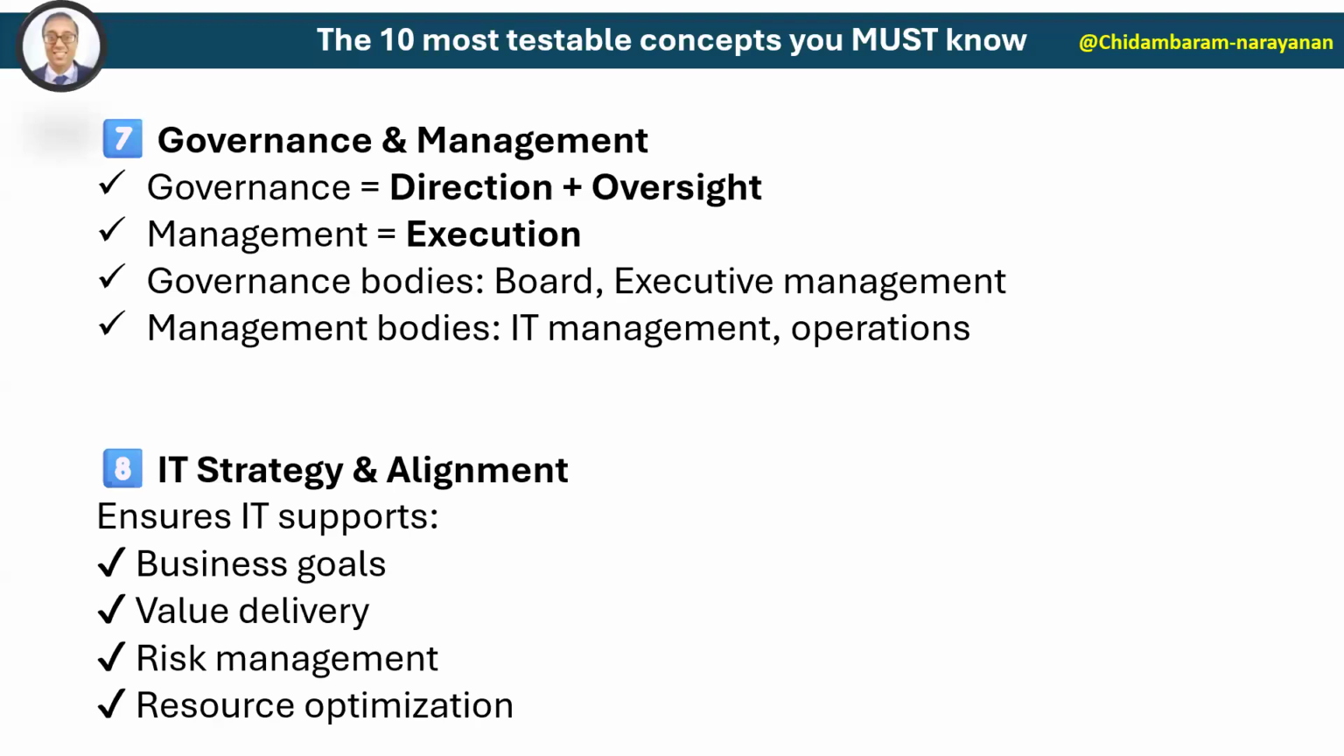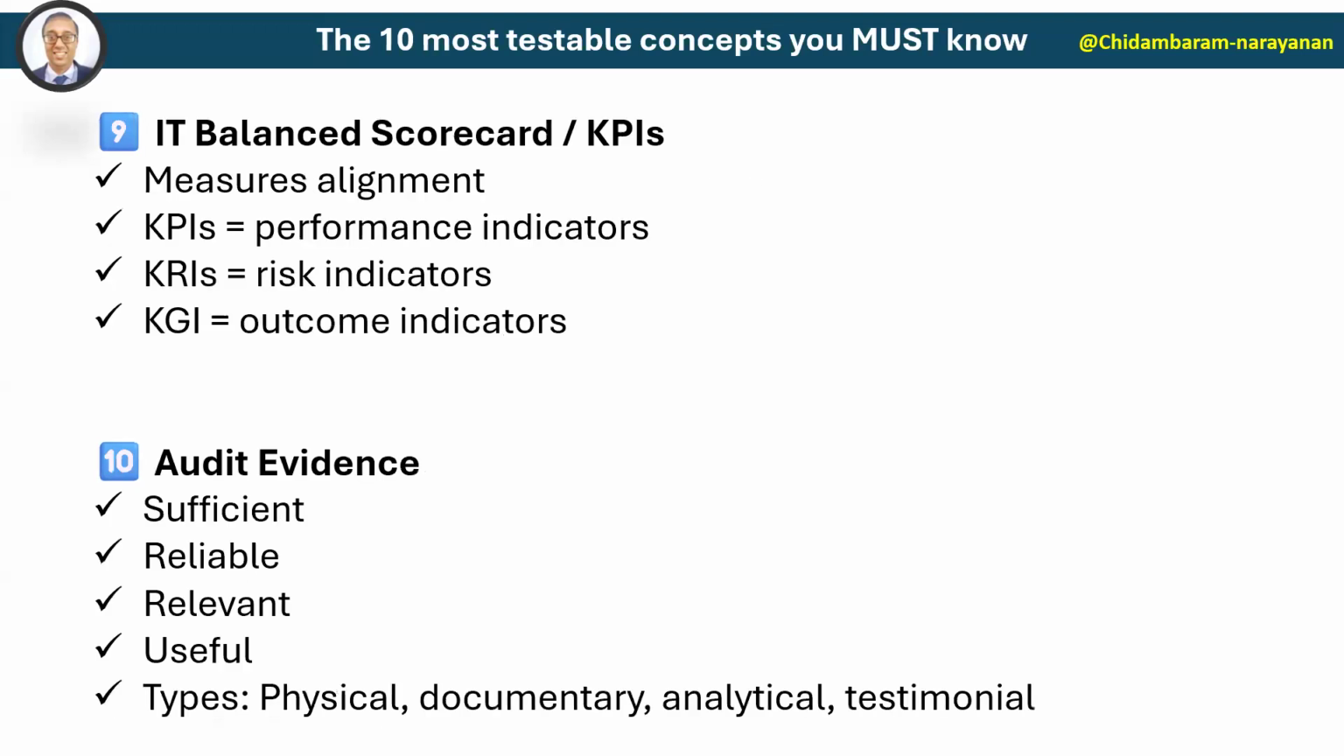Going to IT strategy and alignment, it is always alignment with the business. IT should always align with business goals, value delivery, risk management, resource optimization, and so on. In the same way, we talk about the IT balanced scorecard or KPIs, which measure the alignment of things. KPIs are performance indicators, KRIs are risk indicators, and KGIs are goal or outcome indicators.